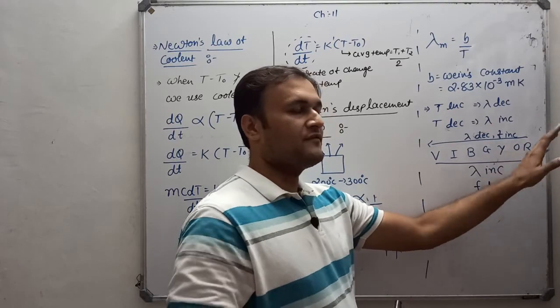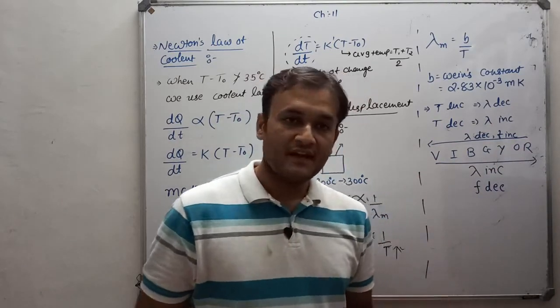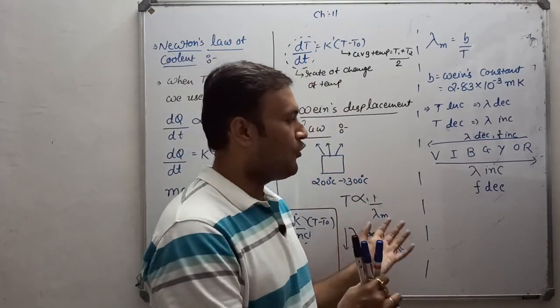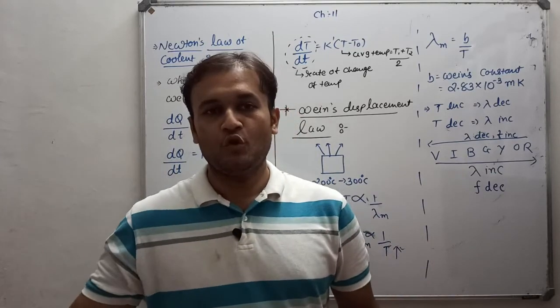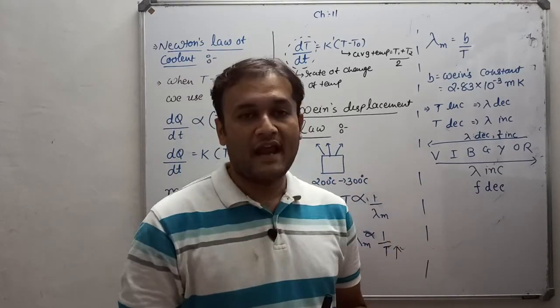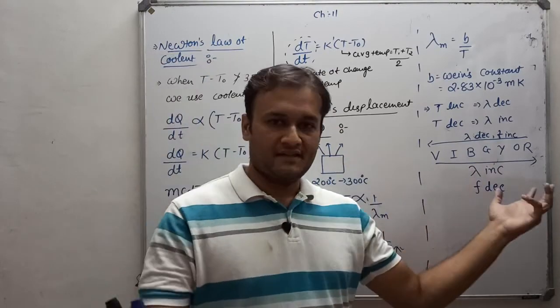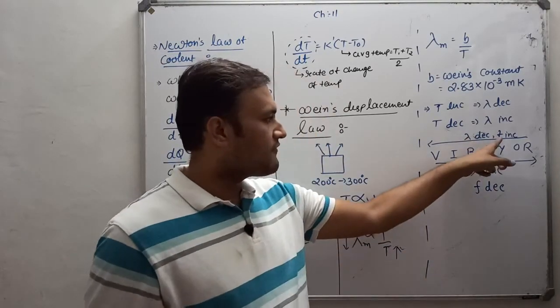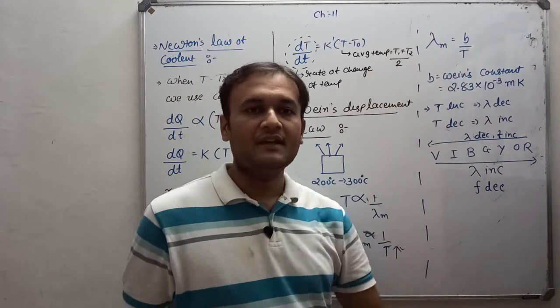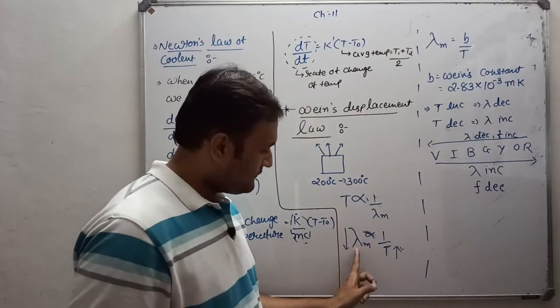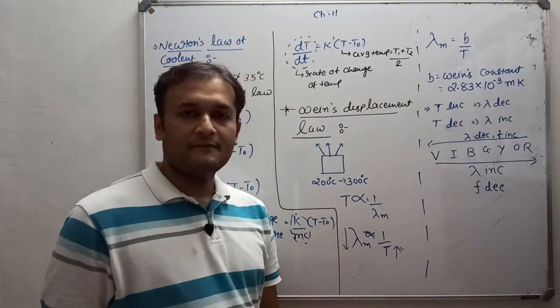Gradually, first of all the body will become red, after that yellow, after that blue, after that violet, and at the last when it is converted into liquid, it is white. Okay, so its frequency is increased and lambda is decreased, both inversely proportional.